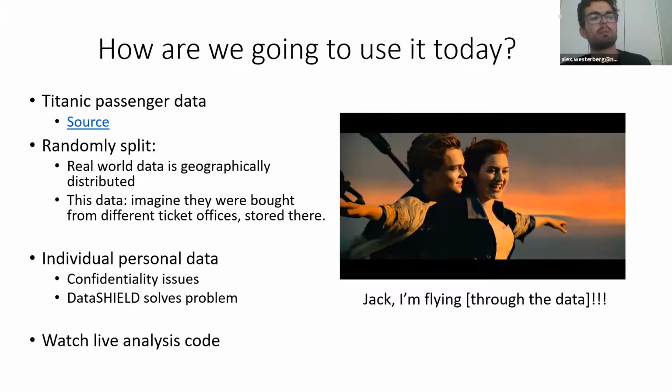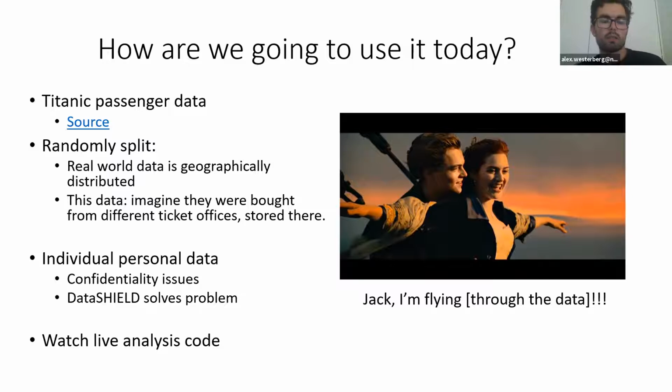And then I randomly split this into two servers so we can understand how to run analyses on data that's stored in multiple locations on different servers. This is just synthetically done. It doesn't really mean anything, but it will be good practice. You could, if you like, think about this as if the Titanic tickets were bought from different ticket offices, then maybe each ticket office would have stored its own record of those purchases and stored them separately.